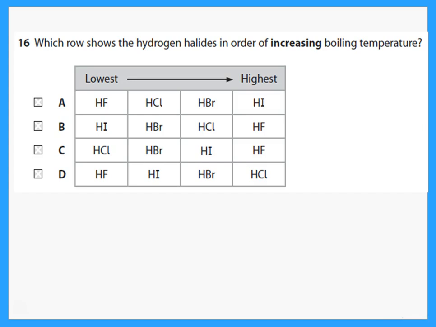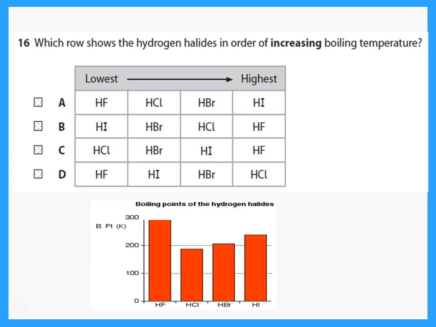Which row shows the hydrogen halides in order of increasing boiling temperatures? Again, when we talked about hydrogen halides, we said that the HF is the one that will form strong hydrogen bonds between the molecules in addition to the permanent dipole-dipole interactions and the London dispersion forces. So the HF has higher boiling temperature than all the other hydrogen halides. And then if I compare HCl, HBr, HI, as we go along, they have stronger London dispersion forces between them since the halides become bigger and bigger with more electrons and so on. So we said the HCl, then HBr, then HI going from the lowest to the highest. So the answer is C.